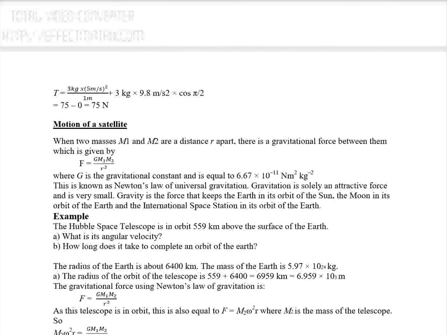The other thing is motion of satellite. In this motion of satellite, we will see only Newton's law of universal gravitation. According to Newton, between two celestial bodies, there is an attraction force. This attraction force has a direct relation with the product of the two masses. F is directly proportional to m1 and m2, and it has an inverse square relationship with the separation distance.